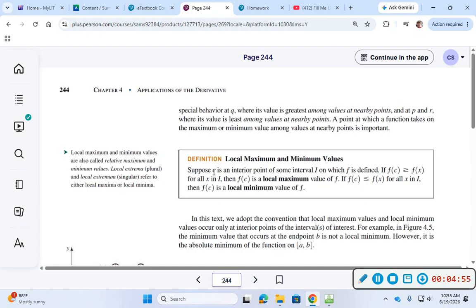It says suppose c is an interior point. So that means it is not an endpoint. It cannot be on the edge of the domain. It has to be somewhere on the inside. It's an interior point on some interval where the function is defined. If you get a y value that's greater than all the other y values on that interval, then that value is a local maximum. If you have a y value that is lower than all of the other values in that interval, then it is a local minimum.